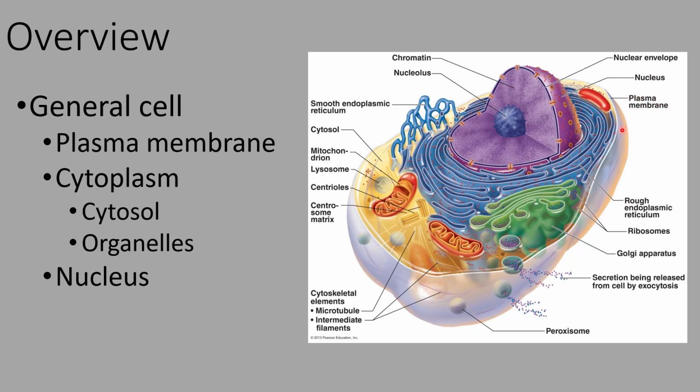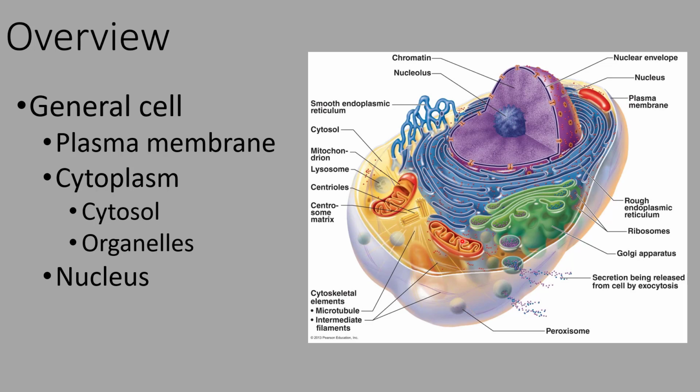And it is there to hold the things that belong inside the cell in and keep the things that belong outside the cell out. Both of those are extremely important. Keep the inside stuff in, keep the outside stuff out. If the inside leaks out, that's bad. If the outside stuff leaks in, that's bad. We need the plasma membrane to keep everything where it belongs.